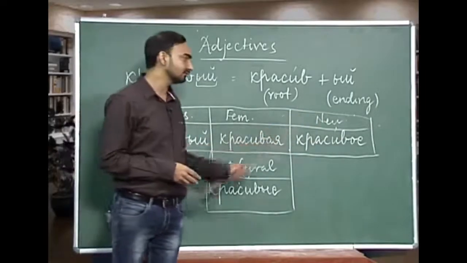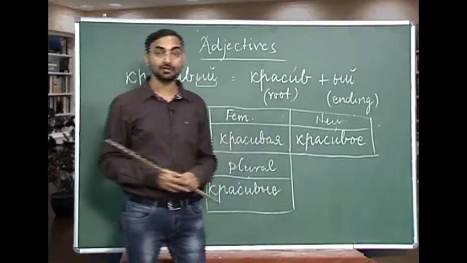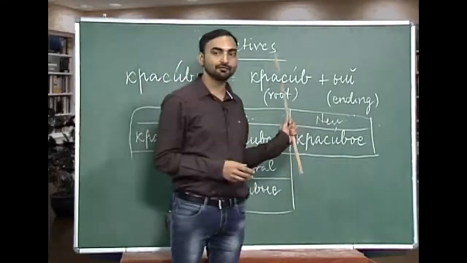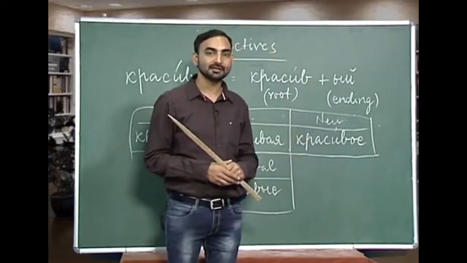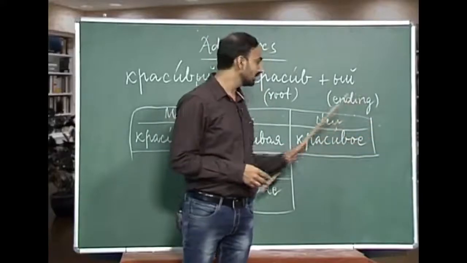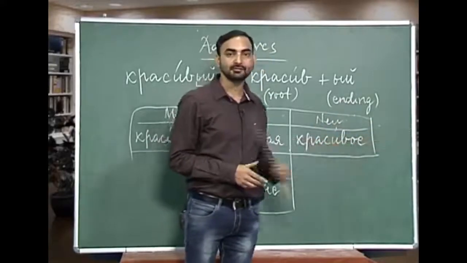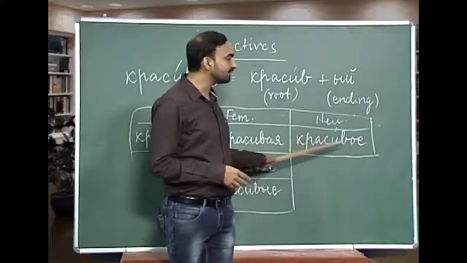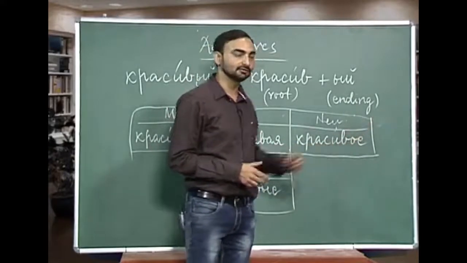The same way, if the noun is neuter, then we have to change the form of krasivi. So, which form will you use with the neuter gender noun? Krasivaye pismo, a beautiful letter. Pismo is a neuter gender noun with O ending. Krasivaye pismo, a beautiful letter.